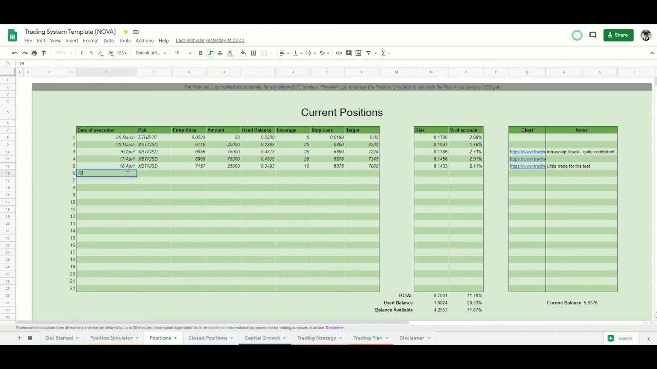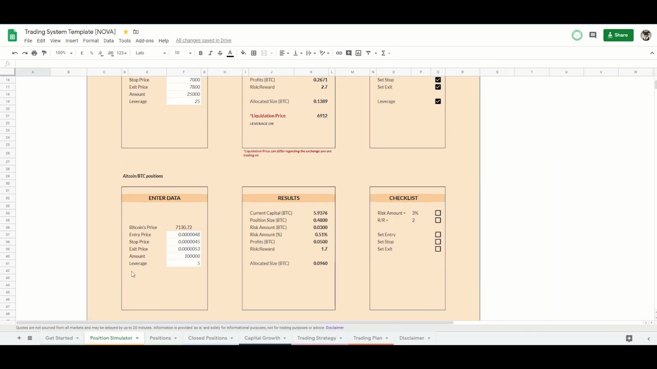So today is 19 April. The pair is ADA/BTC. Entry price was 0.0000500. The amount is what we are going to calculate in the position simulator. So let's figure it out. Here, entry price is 5, stop price is 70, and exit price is this.